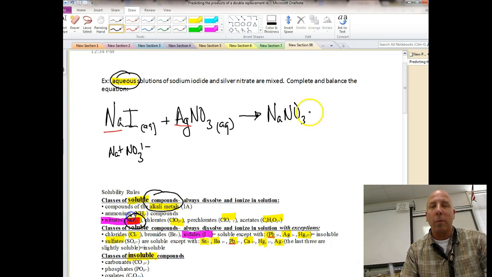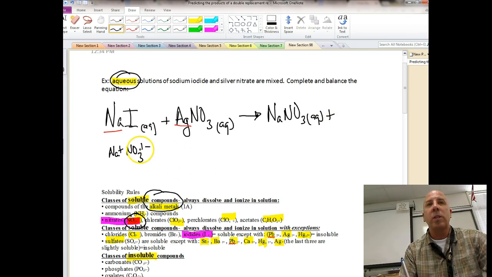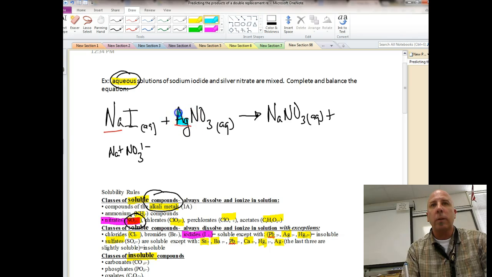Nitrates are always soluble, so this one is definitely going to be soluble, aqueous. Then we're going to go on to the silver. We take our silver atom, which is listed right here. So that's going to be Ag. Silver always forms a 1+ charge. And then we're going to combine that with iodine. And iodine, group 7A, a halogen, is always going to form a 1- charge.